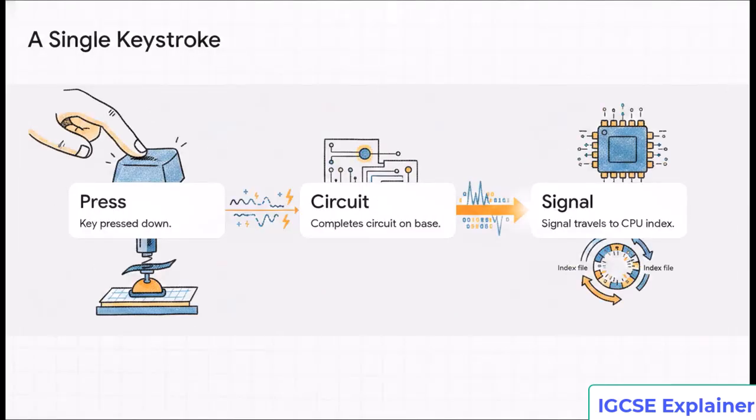Now, what's really interesting about this slide is the hidden mechanical journey of a single keystroke. When you press a key down, you aren't just typing a letter on a screen. You're physically pushing a plunger down to connect a contact leaf, which then completes a circuit on the base membrane. That completion sends a specific electrical signal straight to the CPU, which then rapidly checks an index file to identify exactly which character you meant to type. All of that physical engineering happens in literal milliseconds just to get one single letter to show up.